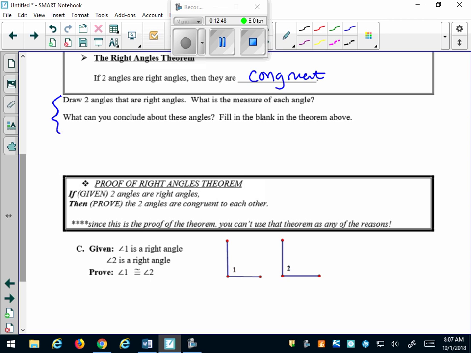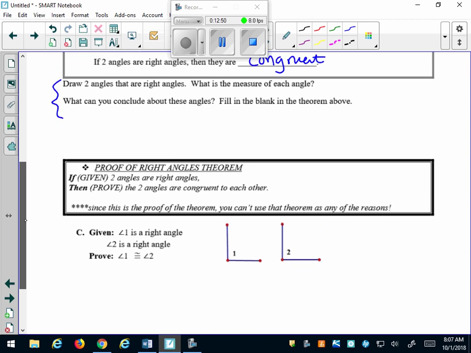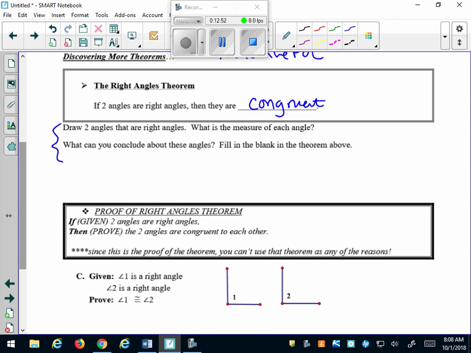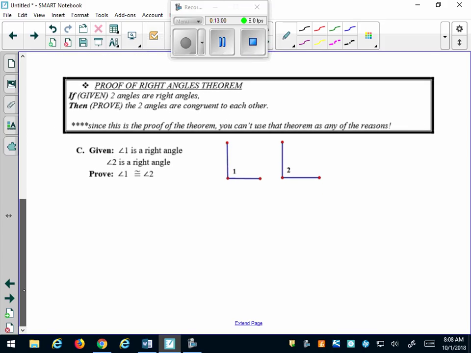I guess I gave you this answer without going through this exercise here, but if you think about two angles that are right angles, then each angle is 90 degrees, right? So then if they're both 90 degrees, then they have to be congruent to each other. So that's basically the logic we're going to use here to prove the right angles theorem. Remember, since this is a proof of the theorem, you can't use the theorem as any of the reasons. So here we have our given.